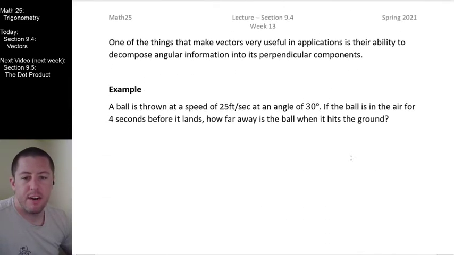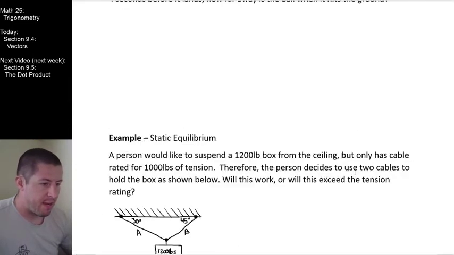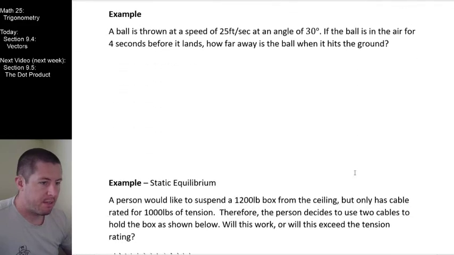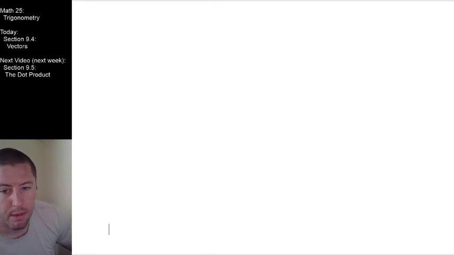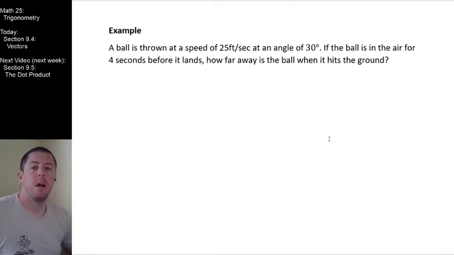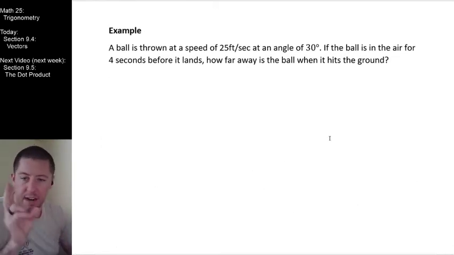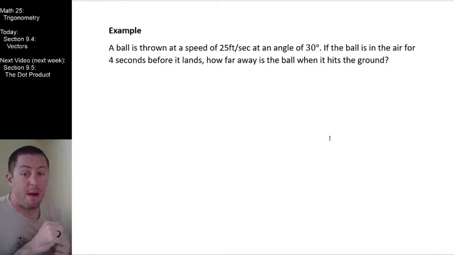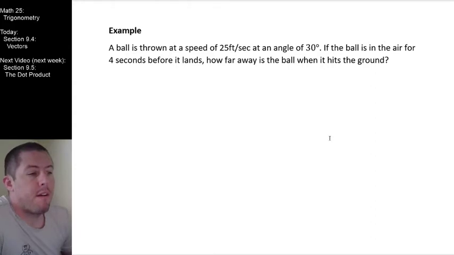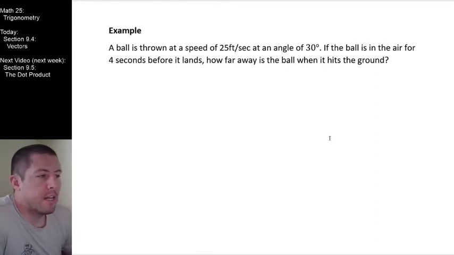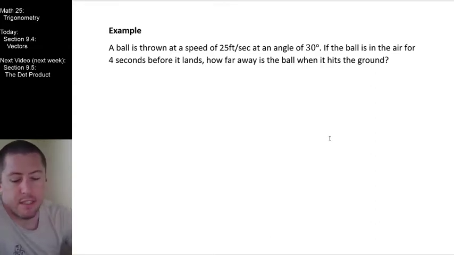So let's go ahead and look at a very specific example of this. And then let me just bump this one to the next page here. We're not going to need all this room, but this one will need its own page. So our first example, we're going to do an easy vector application problem and then a challenging one at the end. A ball is thrown at a speed of 25 feet per second at an angle of 30 degrees. If the ball is in the air for 4 seconds, how far away is it before it hits the ground?